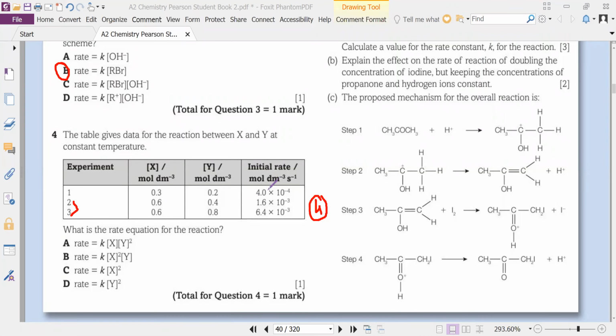Do you understand? Even though it is doubled, the overall rate is increased by only 4 times, right? Only 4 times. So whatever increase took place in the initial rate is due to Y only, nothing due to X, because for Y we already know it is second order, right? So X is zero order. So the rate equation should be this. Labiba gave the correct answer as well.